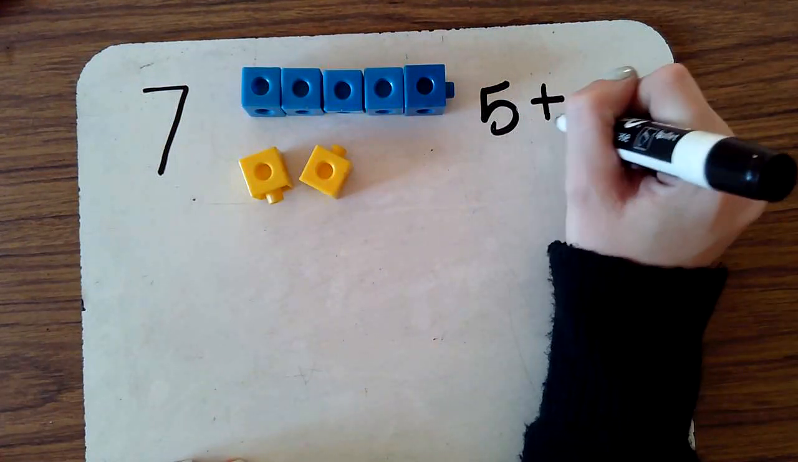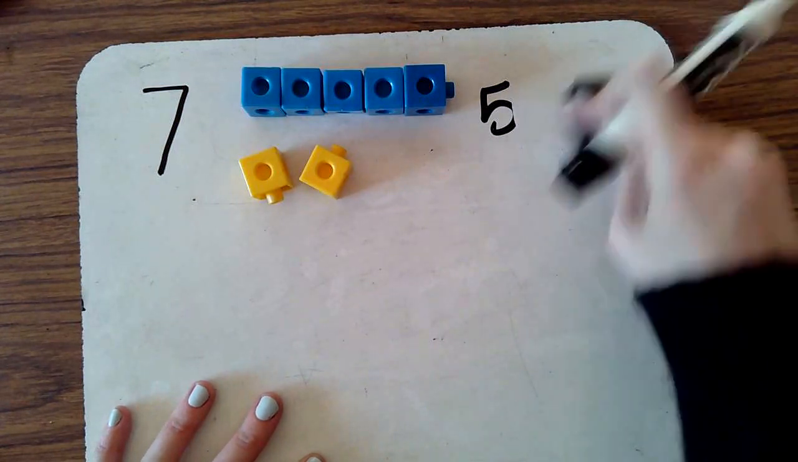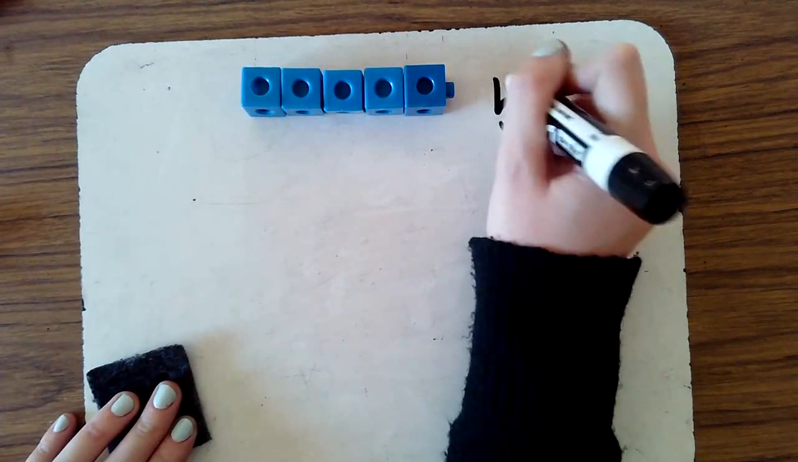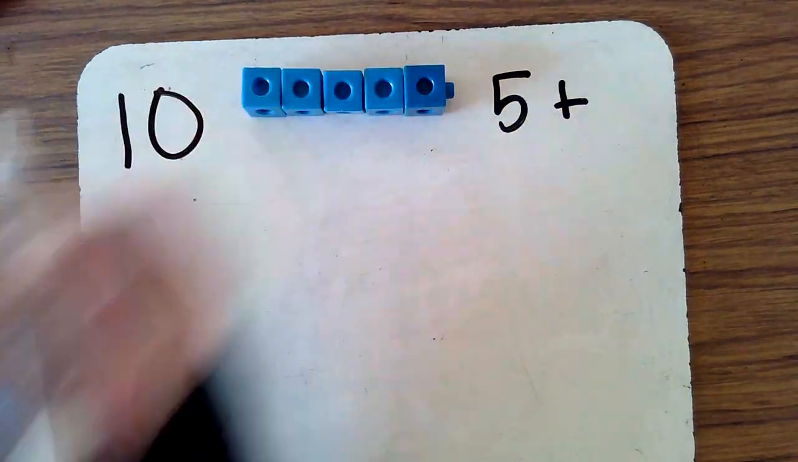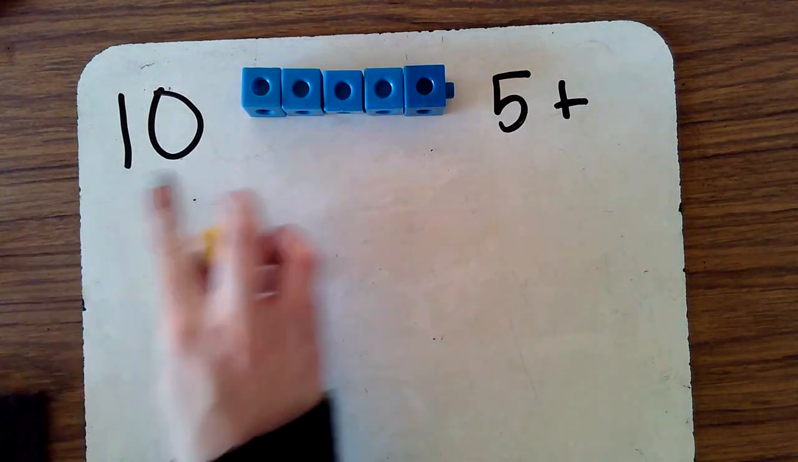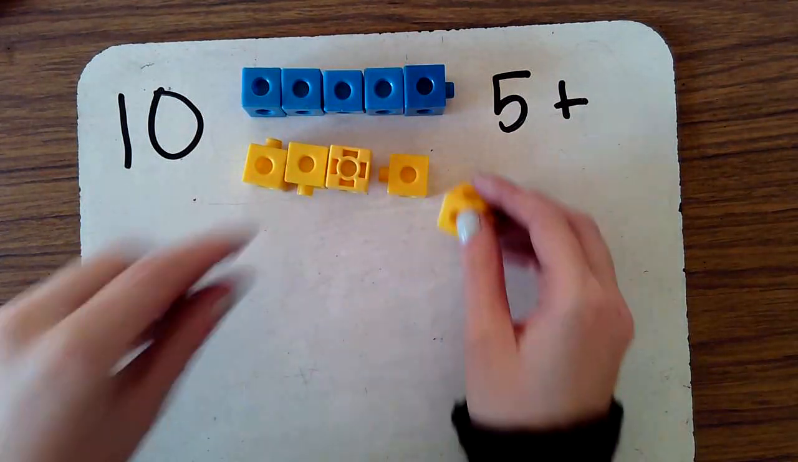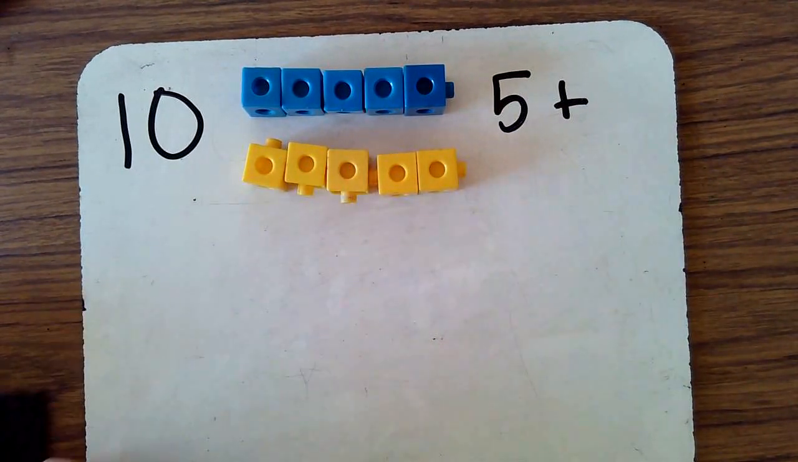And I added 2 cubes to make 7. So I have a 5 group. I added 2 yellow cubes. And I got 7 altogether. Alrighty, last one. Oh, I accidentally erased my 5. So remember, I'm going to start with my 5 group. I'm going to add together some cubes to make the number 10. I have a 5 group here. Count along with me. 5, 6, 7, 8, 9, 10.